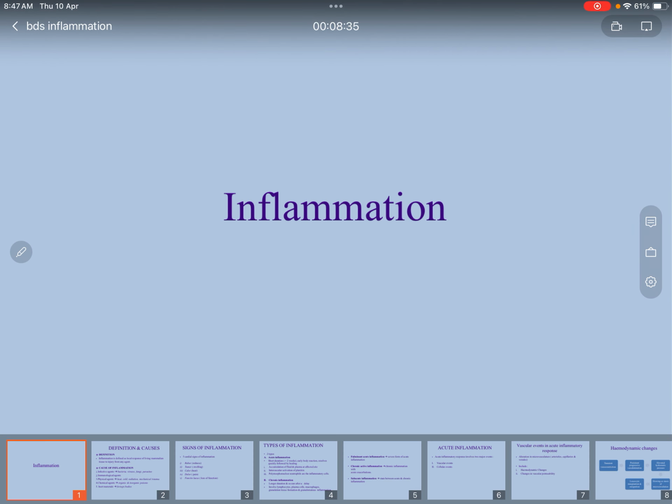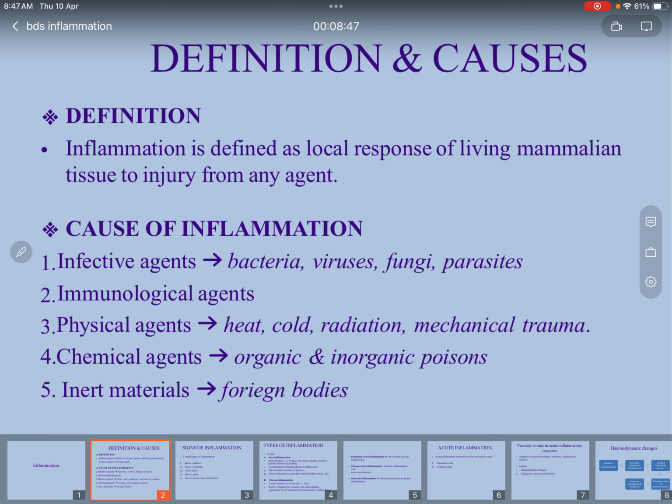So today's topic is vascular events in inflammation. For that, first of all, we have to know what inflammation is. So, the definition of inflammation. Inflammation is defined as local response of living mammalian tissue to injury from any agent.